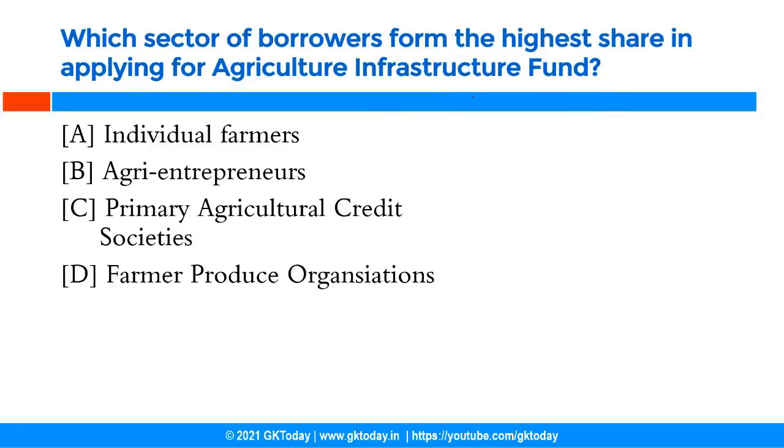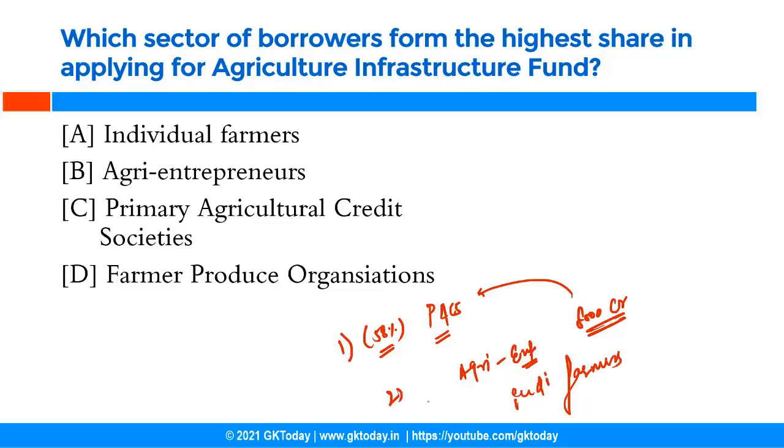Next question is, which sector of borrowers form the highest share in applying for Agriculture Infrastructure Fund? So correct answer is PACS, that is Primary Agricultural Credit Societies. So recently, Agri Infrastructure Fund has crossed 8,000 crore rupees mark. The largest share of applications is contributed by PACS. So approximately 58% applications are from PACS, then from agri entrepreneurs, and then individual farmers. So it is on first position, it is on second, it is on third position. What does that mean? That means highest applications were from PACS, then from agricultural entrepreneurs, and then from individual farmers.